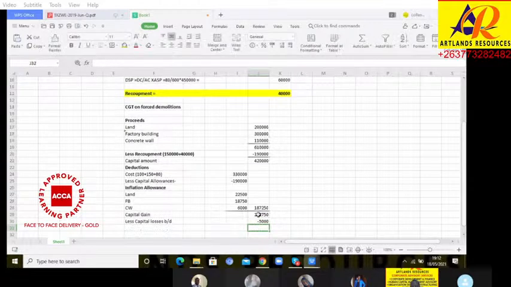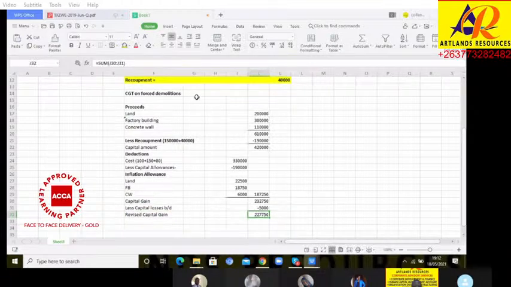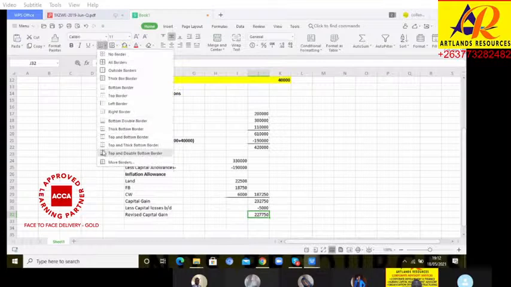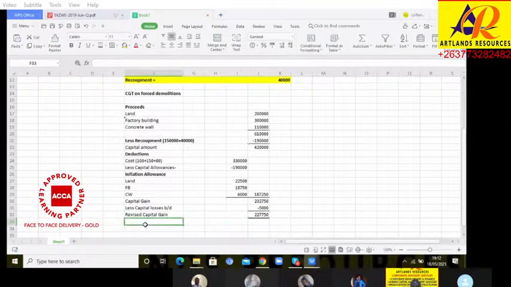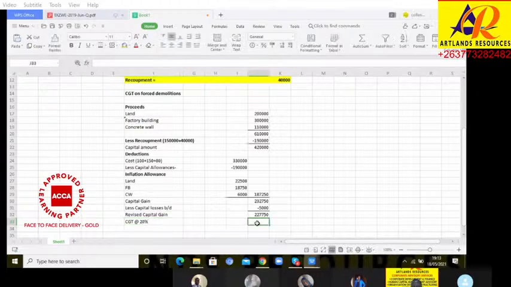Then this is now the revised capital gain. You know, with tax, if you just do two papers, seriously, two papers, you'll be done with the syllabus. And you might even be ripe for the exam. Then CGT at 20%. So you say equals this times 0.2.